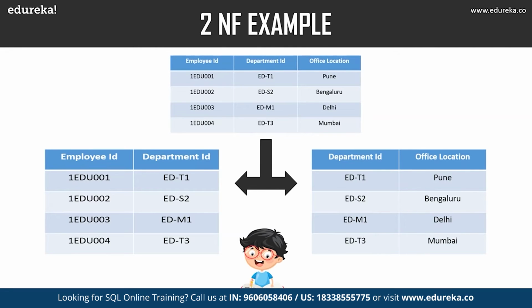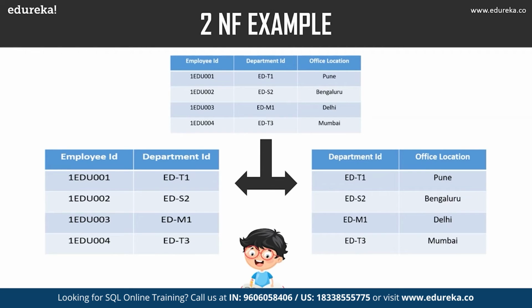To bring this table to second normal form, we need to break the table into two parts, which will give the following tables. The first table has employee ID and department ID as columns. The second one has department ID and office location as columns. As you can see, we have removed the partial functional dependency that we initially had. Now in the table, the column office location is fully dependent on the primary key of that table, which is nothing but department ID. I hope you have understood second normal form.